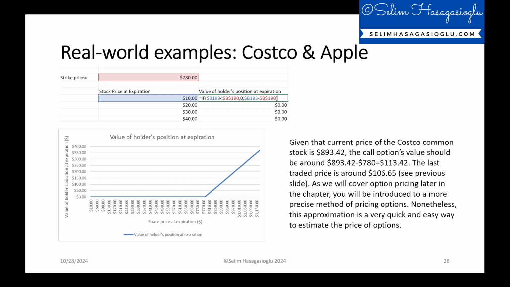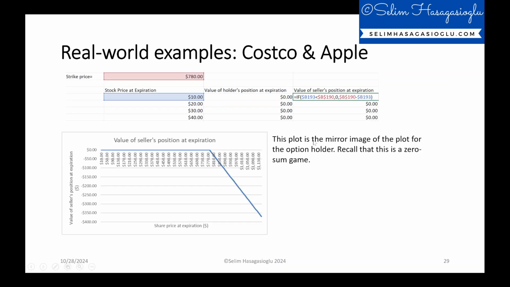As we will cover option pricing later in the chapter, you will be introduced to a more precise method of pricing options. Nonetheless, this approximation is a very quick and easy way to estimate the price of options. For the option seller, the plot will be the mirror image. So this plot is the mirror image of the plot for the option holder. Recall that this is a zero-sum game. When the option holder makes some profit, the option seller will lose.